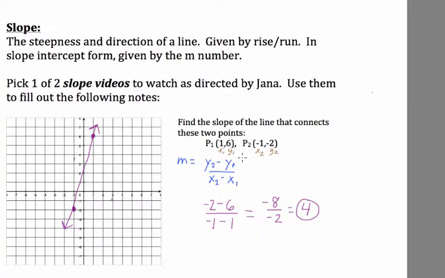With the formula method, you really don't need to draw a picture, but just so you can double check, here's the picture of our 2 points. There's the line, and it goes up 4 over 1, up 4 over 1. So there's the slope of our line, a slope of +4.